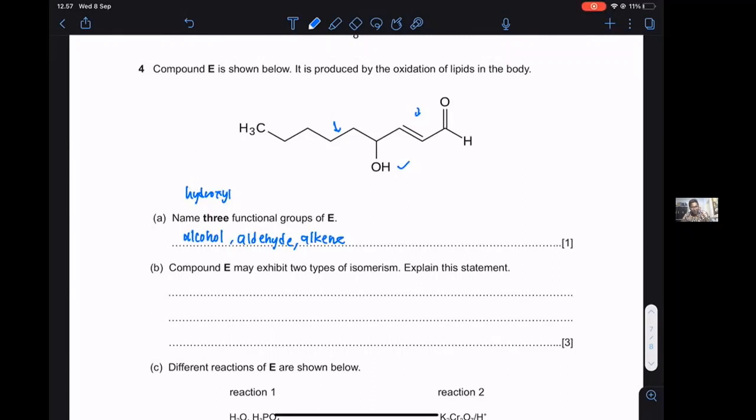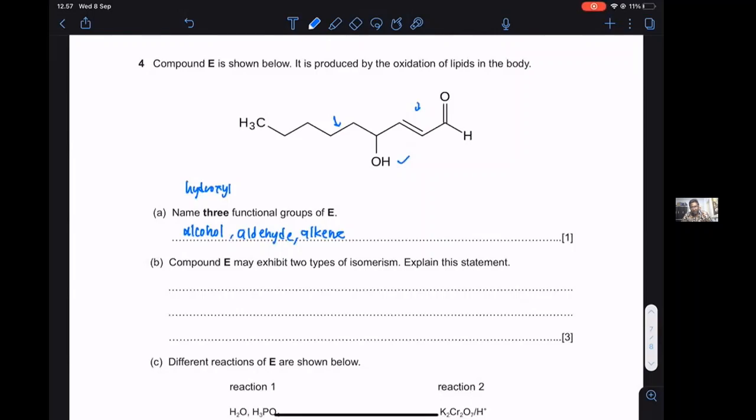So compound E may exhibit 2 types of isomerism. Explain this statement. As long as you can identify all those isomerism that can exist over here, some of you even pointed out you can bring the OH here, OH here, therefore they will experience positional isomerism. It's okay, fine, you explain how you get positional isomerism. Then you can see the carbon over here is bonded to 2 different groups, and the carbon over here is bonded to 2 different groups. Therefore, they can exist as geometrical isomers.